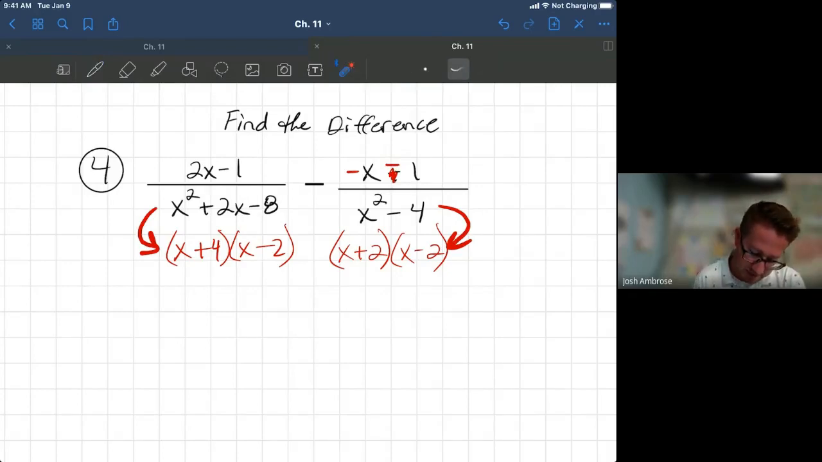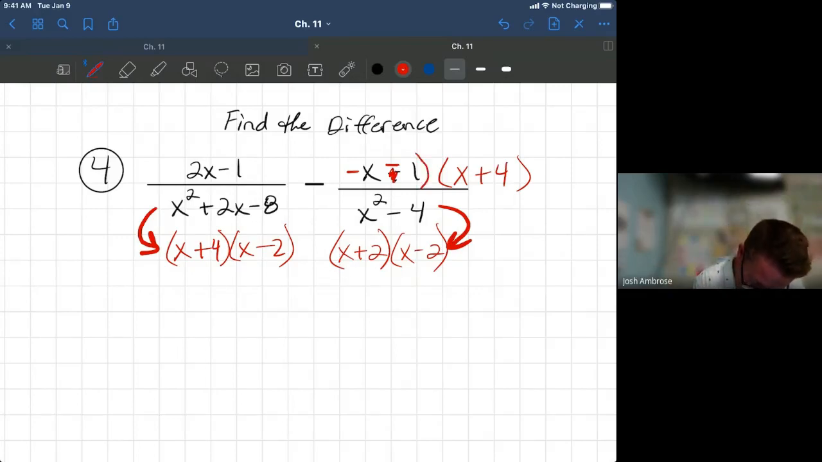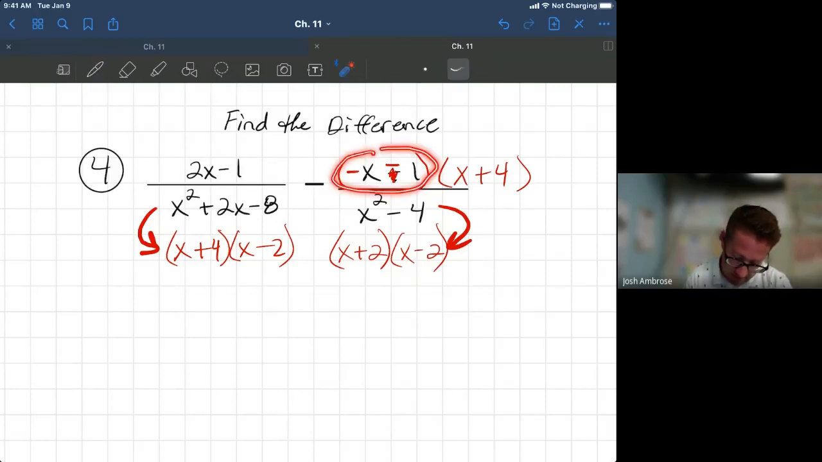Now what you have to do is ask, they both shared x minus 2, but what was this side lacking? It was lacking the x plus 4. So we have to multiply the numerator by x plus 4. That's what it was missing. I'm going to go ahead and put this in parentheses so that we can see the expression we're actually dealing with, a negative x minus 1 times x plus 4. Notice there's 2 binomials. You guys remember doing double distributive property? Because that's what we're doing again.